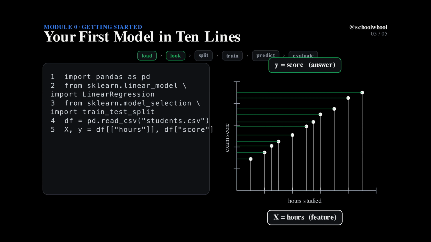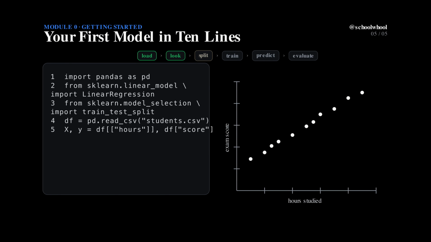Line 6 splits our students into 2 groups. Most of them become training data, the examples the model learns from. The rest are held back as test data, shown here in yellow. The model never sees them while it is learning. They are the final exam. The honest check that tells us whether the model truly learned the pattern.